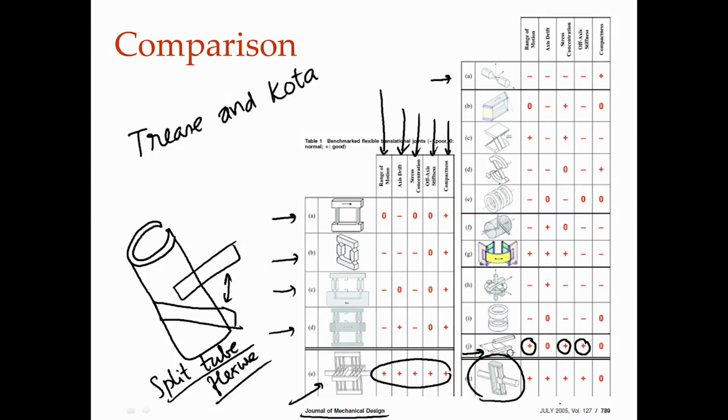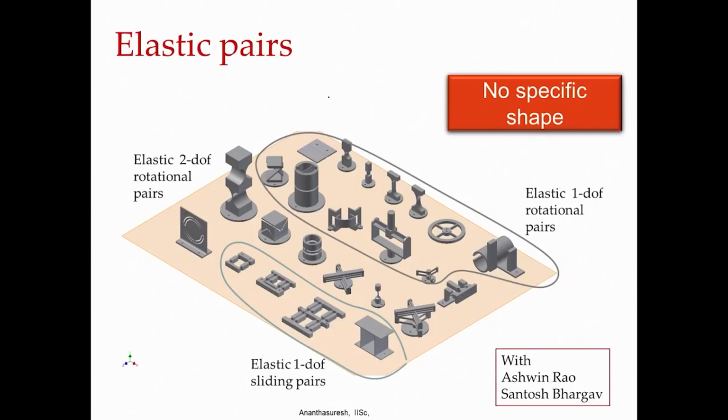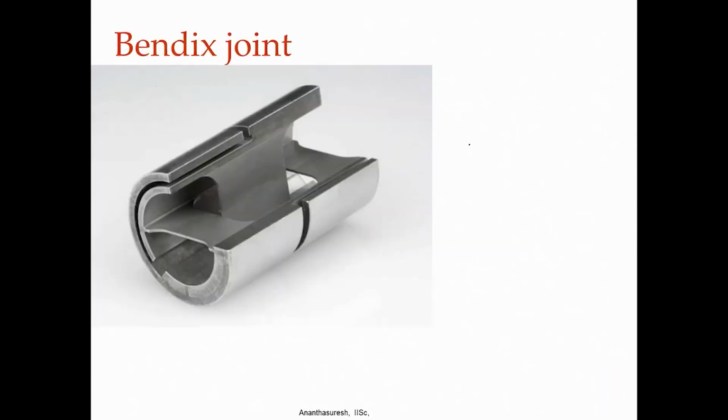So, that is Journal of Mechanical Design, July 2005. Okay. It is worth looking at, and these are all the different things that we have made in solid model and in 3D print, and you can compare. Lots and lots of elastic pairs are there, which we had already emphasized that they have no specific shape. One can come up with a lot of different shapes and get these things.